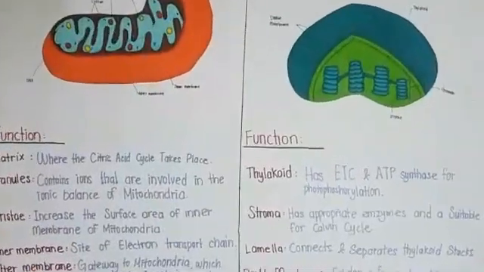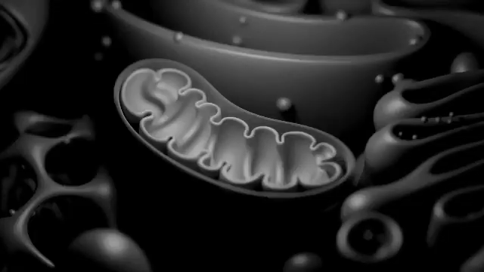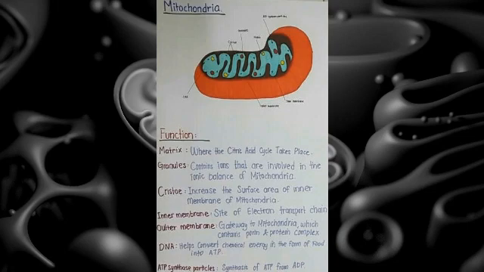To begin with, I'm going to start off with mitochondria. The structure of mitochondria contains an outer membrane, inner membrane, DNA, crystal, granules, matrix, and ATP synthase particles. Alright, the function of the structures are: matrix, where the citric acid cycle takes place.